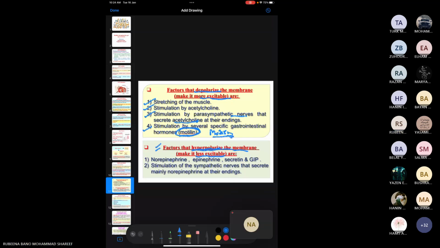Now, factors that hyperpolarize the membrane are norepinephrine, epinephrine, secretin, and gastrointestinal peptide. Its full name is gastrointestinal peptide. Also sympathetic stimulation, because it secretes norepinephrine.